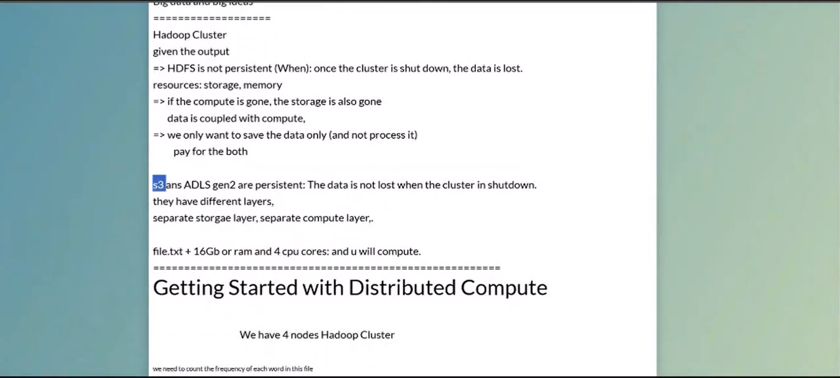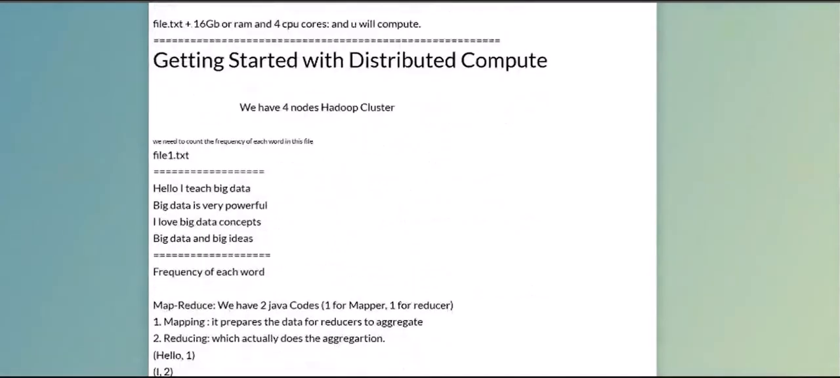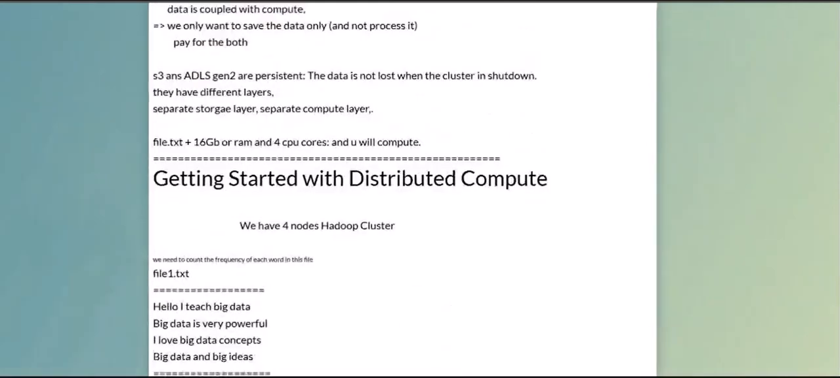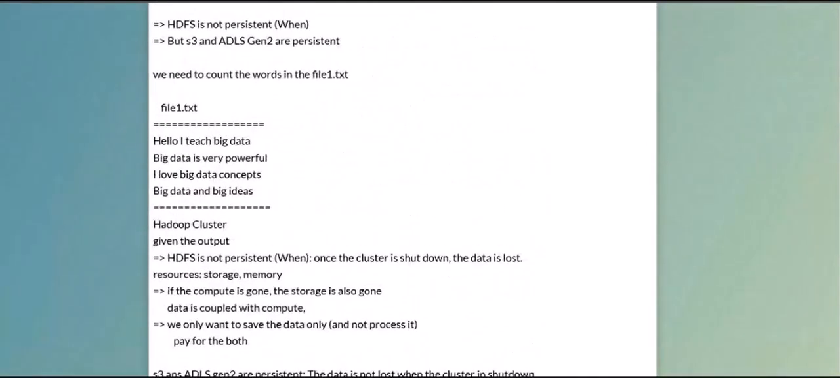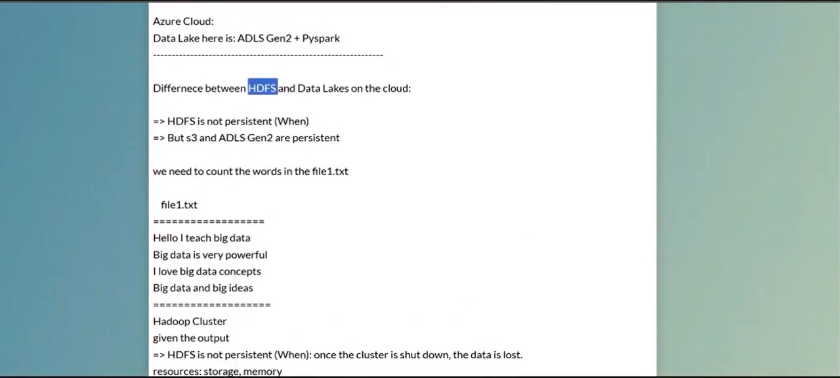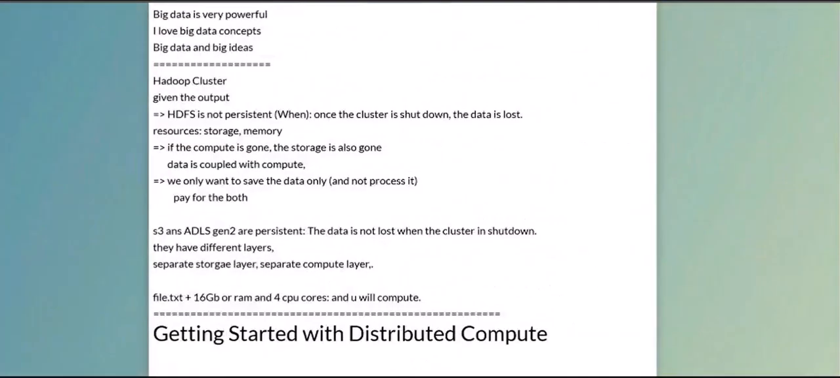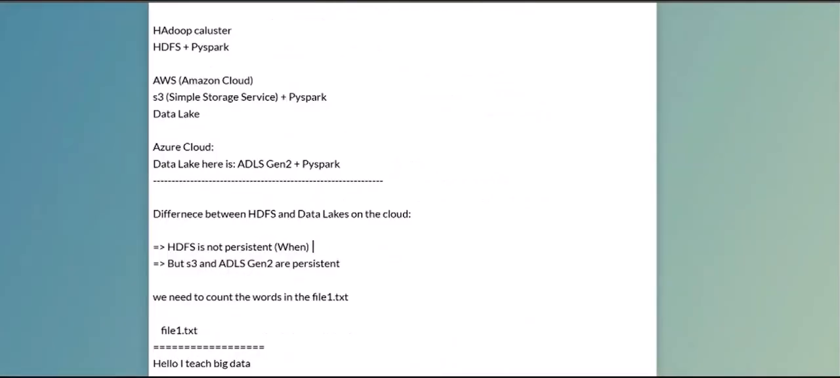But S3 and ADLS Gen 2 are persistent. The data is not lost when the cluster is shut down. They have different layers, stuff like that. All right. I hope this is clear. This was just a quick recap of these things. There was one more thing I wanted to tell you about HDFS and S3. HDFS is a file system, but they are object stores.